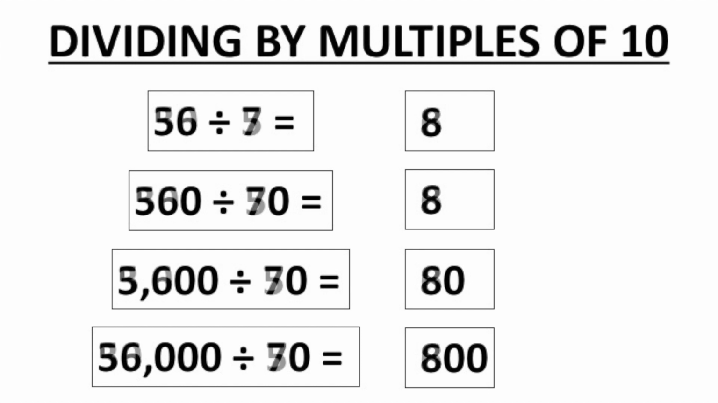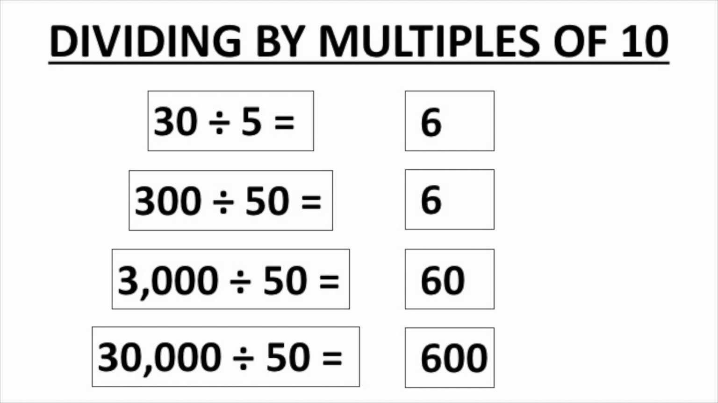30 divided by 5. 6. 300 divided by 50 equals 6. Now notice here, there already is one more zero. 2 zeros in 300 and 1 zero in 50.